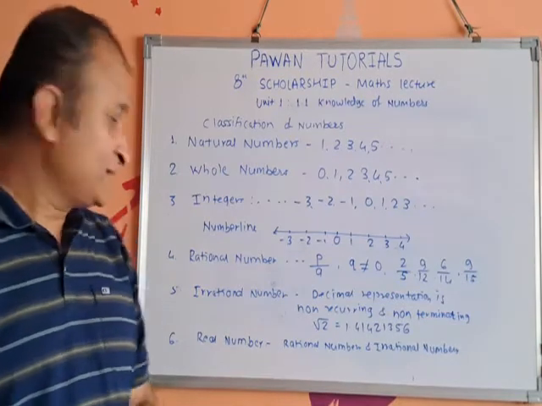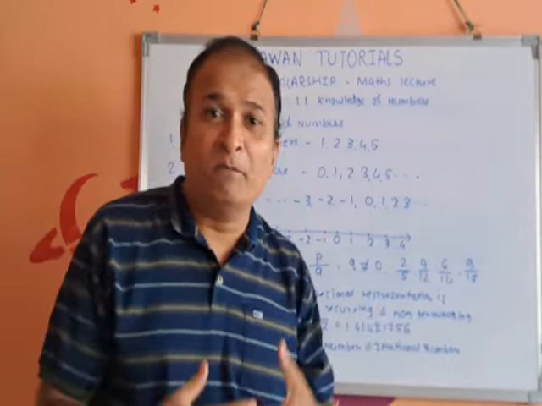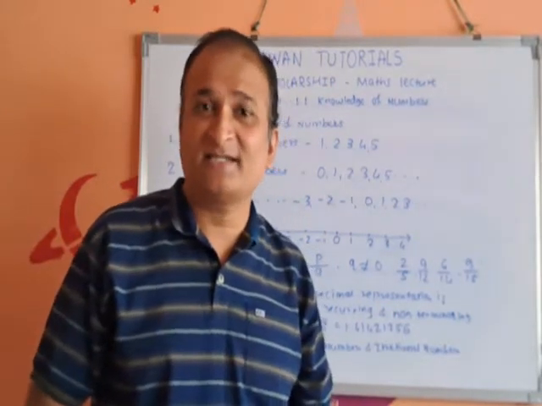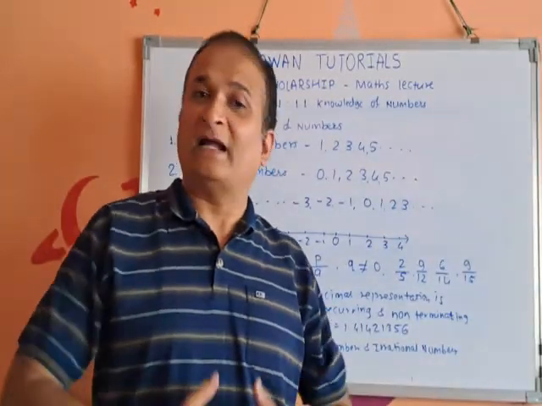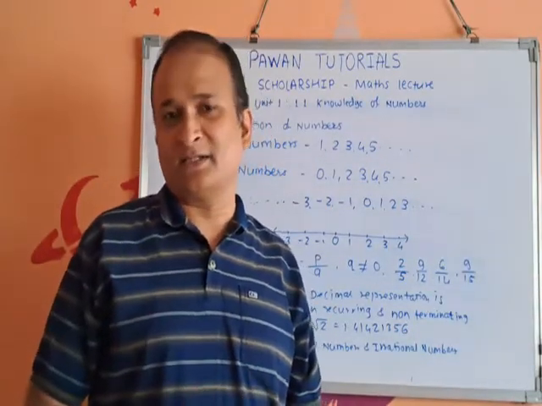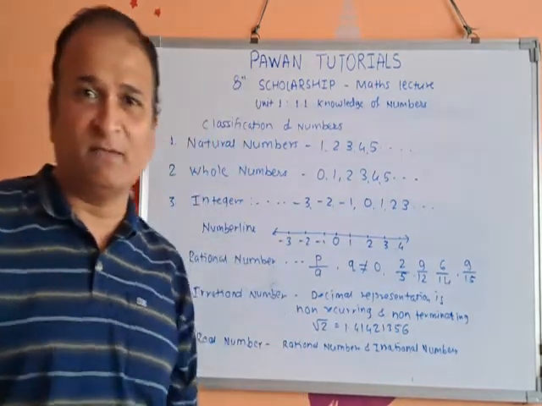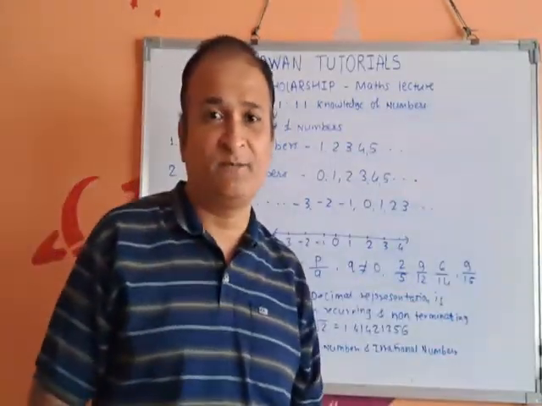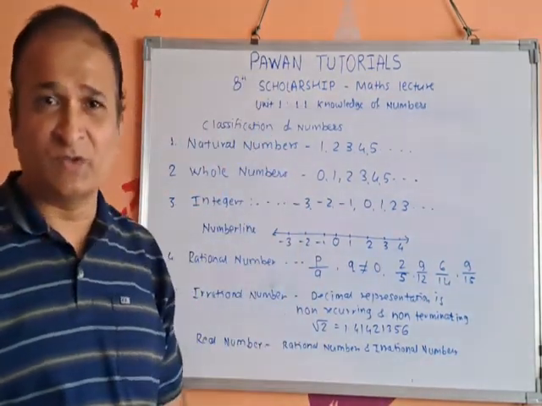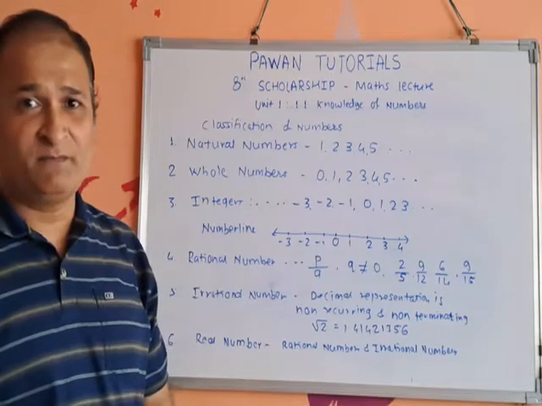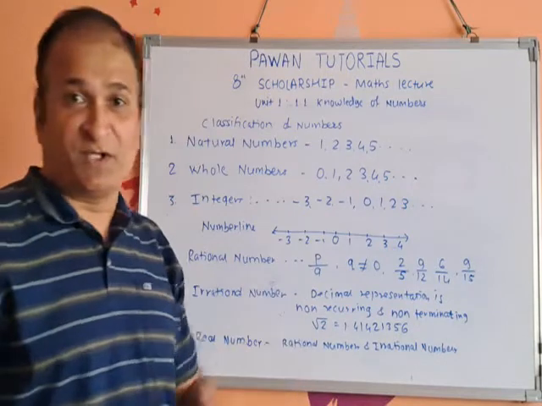Right, students? The next classification of number is real numbers. Real number means what? A real number is a combination of rational numbers as well as irrational numbers. So real numbers are the set of rational numbers as well as irrational numbers. Got it? So real numbers include both rational numbers as well as irrational numbers. I hope you have understood the classification of numbers. In my next lecture, we will be discussing practical problems on this classification of numbers.